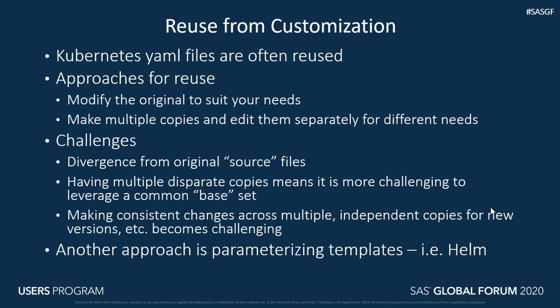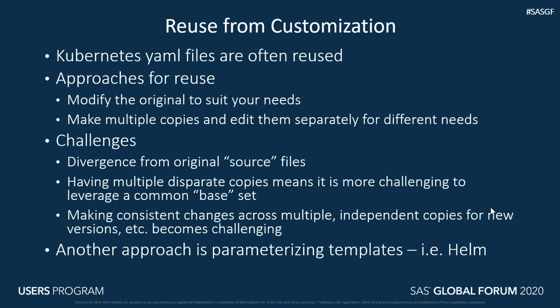But the challenge with this is that we have a divergence from the original source files. The original ones aren't necessarily there anymore in their same form. They may have a copy somewhere, but we've modified them now. And having multiple disparate copies means it's more challenging to leverage a common base set. If I'm having separate copies out there, I can't necessarily get some kind of reuse out of a core set of stuff. I have my own copies I have to keep up to date. You have to make consistent changes across multiple independent copies for new versions.